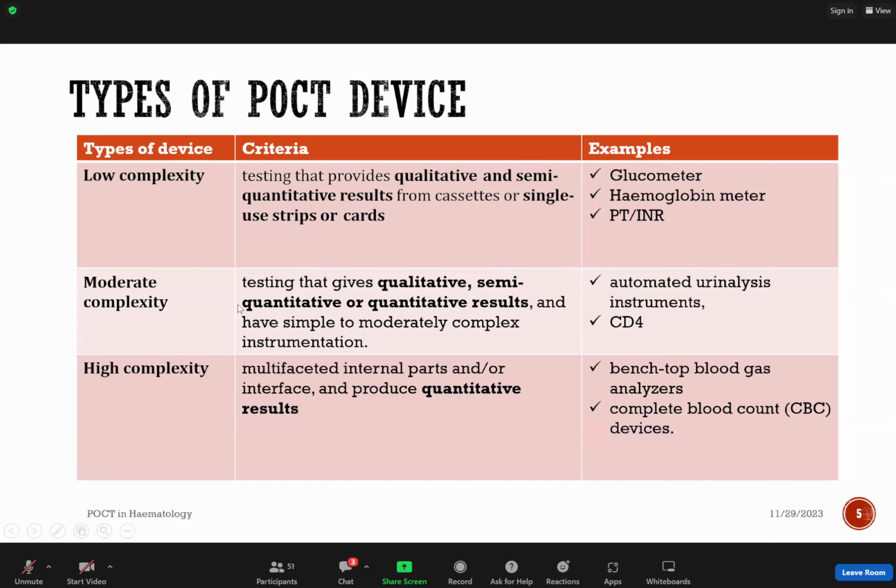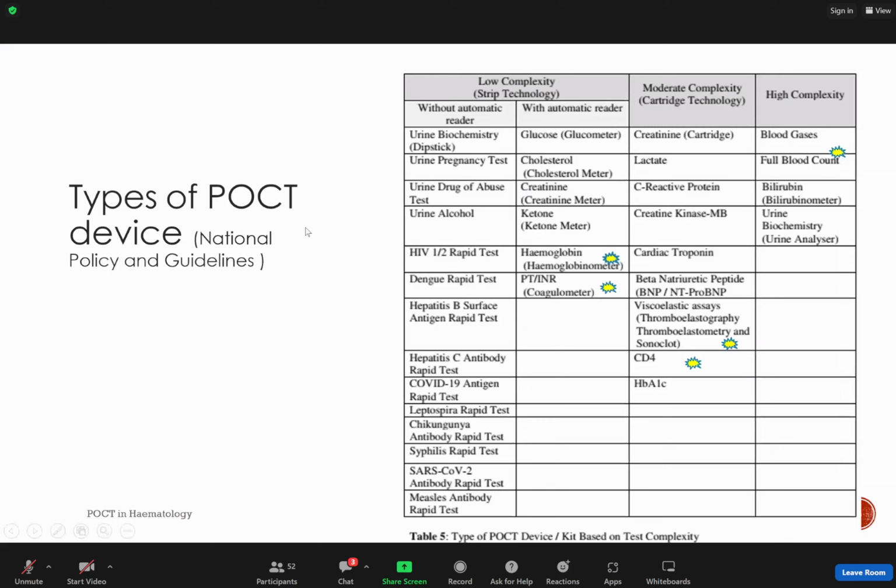Moderate complexity is testing that gives qualitative, semi-quantitative, or quantitative results, and has simple to moderately complex instrumentation. The examples are automated urinalysis or CD4 analyzer. High complexity has multifaceted internal parts and interfaces and produces quantitative results. The examples are blood gas analyzers and full blood count or CBC devices. These are the types of POCT device.